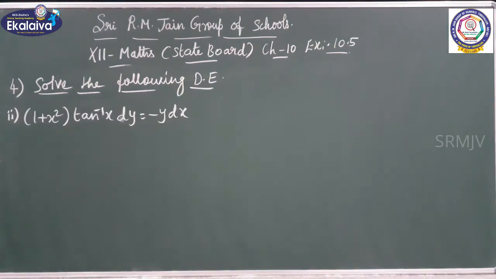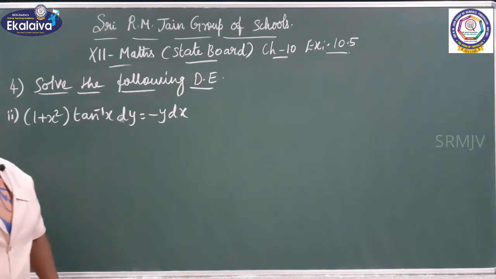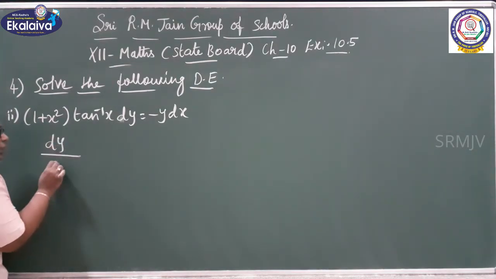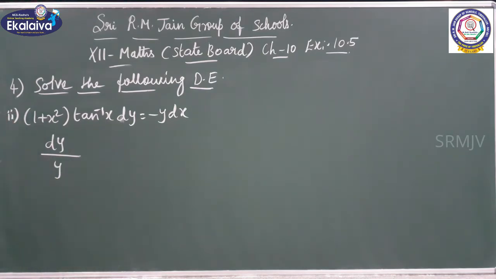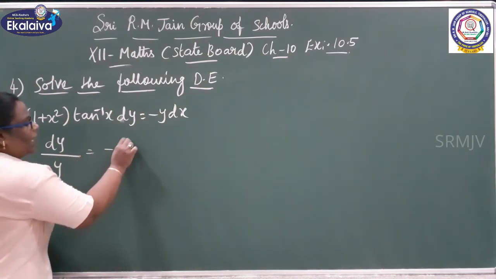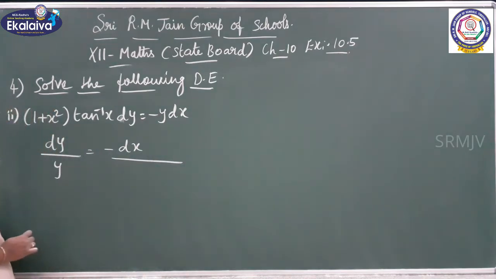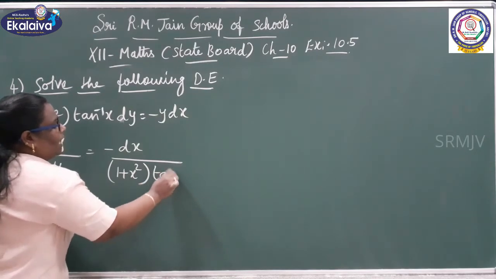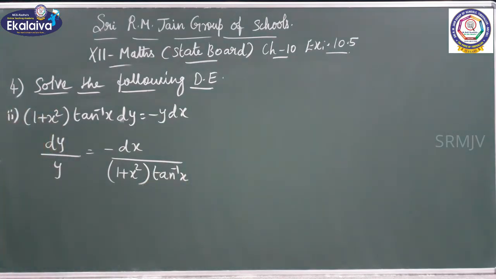See the second subdivision, 1 plus x square into tan inverse of x into dy equal to minus y into dx. So we can do it in a variable separable method. dy by y, you bring this y term to the left hand side, equal to minus dx by 1 plus x square into tan inverse of x.